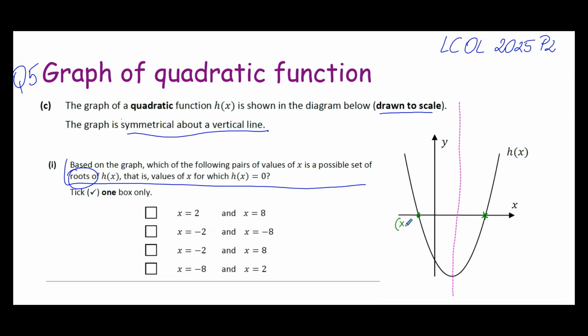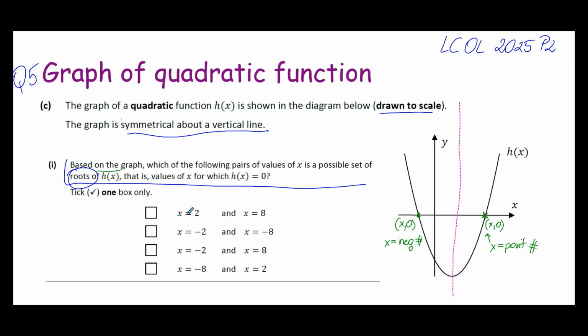So we don't know what the value of x is. We know that definitely the value of y here is 0. But what is the value of x? What can we say based on the graph? Well, we can say that this x will be a negative number because it's on the other side of 0, and this x will be a positive number. So that's the first criteria I'm going to consider.